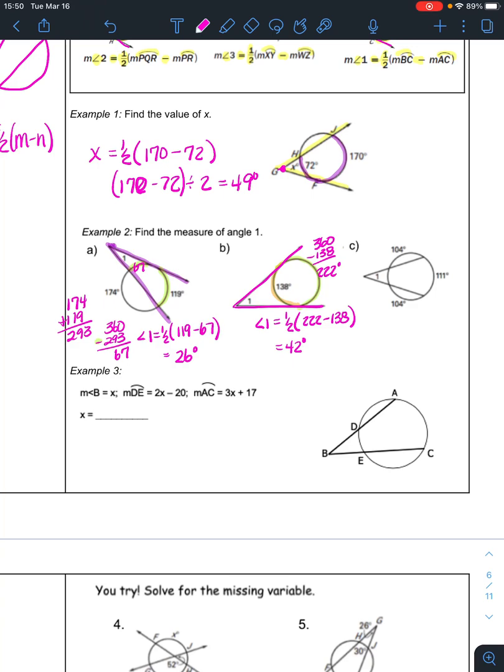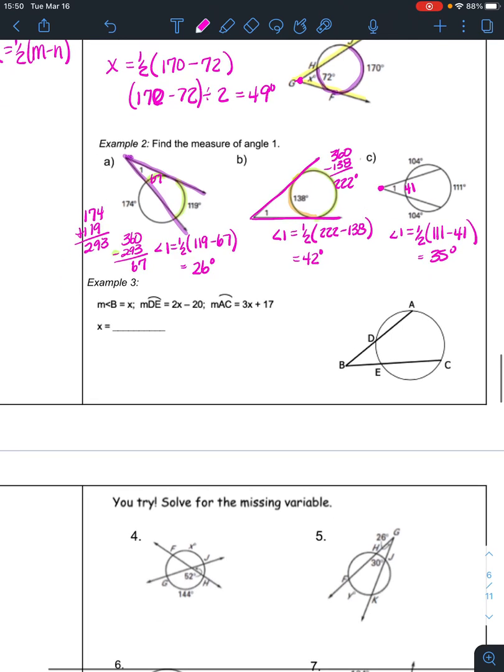And then the last one, you have 104, 111, 104. If you add those together and subtract those from 360, you'll find out that this little piece is 41. Now that you know the pieces, the vertex is outside, so the angle is equal to half the difference. And so angle 1 is half of 111 minus 41. So 111 minus 41, and then divide that by 2, gives you 35 degrees.